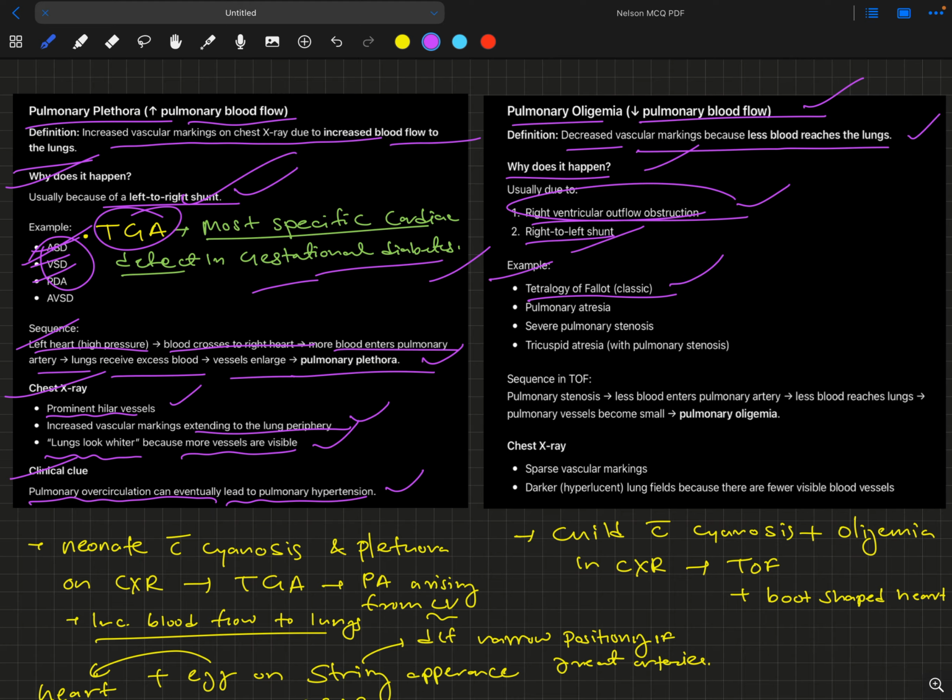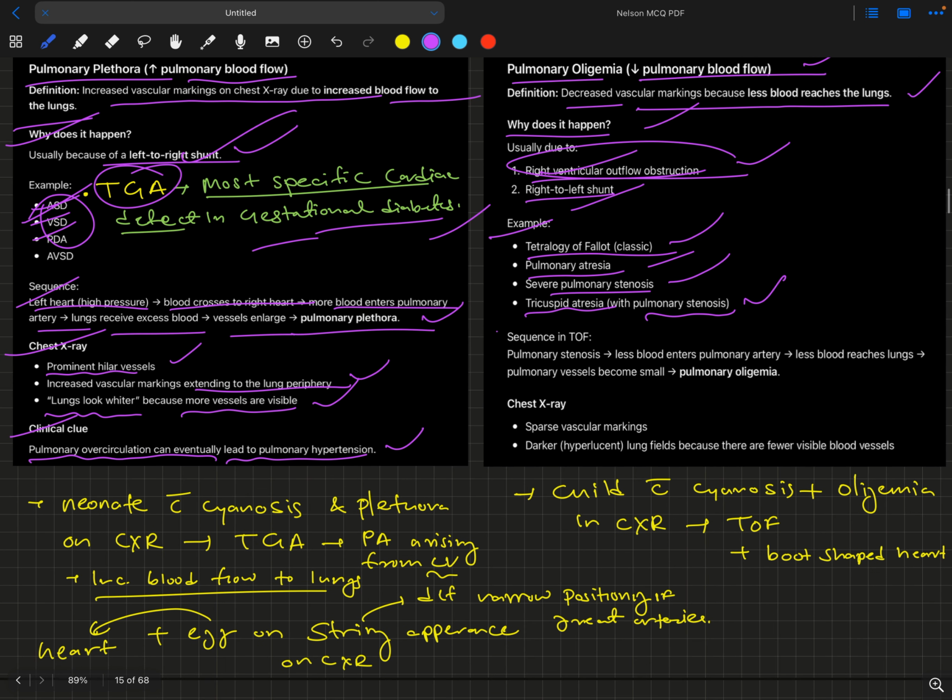There is decreased pulmonary blood flow due to this. Pulmonary atresia, there will be decreased pulmonary blood flow. Severe pulmonary stenosis, also there will be decreased blood flow. And tricuspid atresia with pulmonary stenosis is also a cause of oligemia. Sequence: here is pulmonary stenosis, less blood enters the pulmonary artery, less blood reaches the lung, and pulmonary vessels become small. Pulmonary oligemia. On chest X-ray, sparse vascular markings, darker or hyperlucent lung field because there are few visible blood vessels due to decreased pulmonary blood flow.